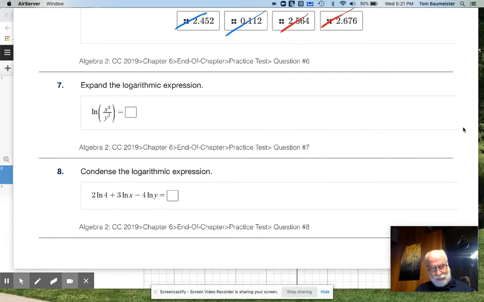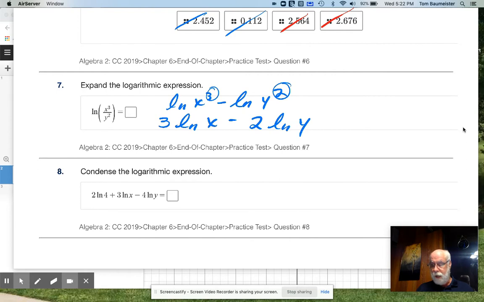Number 7, remember, when I say expand, that means I have something all by itself. Now I'm going to make it be a lot longer. So remember, on this one here, I can write this as the natural log of x cubed over y squared. Since it's division, that means I can subtract them when I separate them. And then remember, now I have to take those powers and bring them down in the front. So I should have 3 natural log of x minus 2 natural log of y.